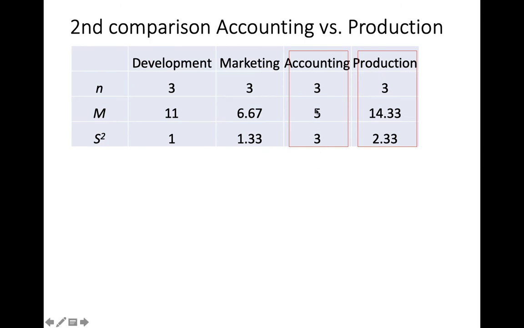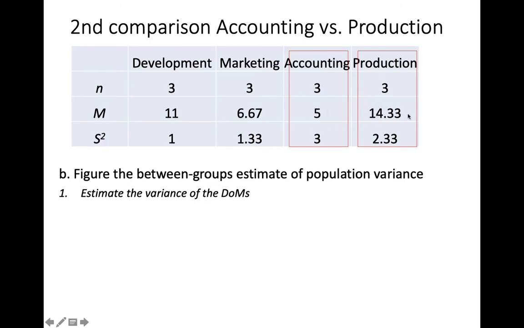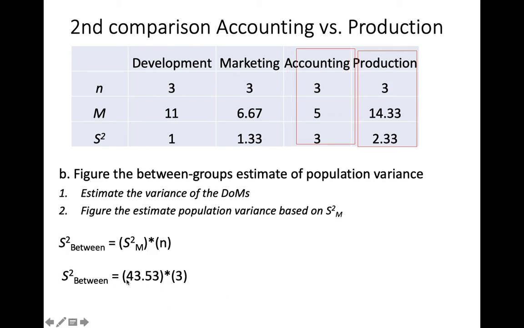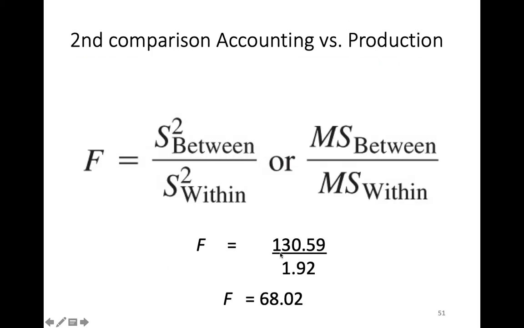Exact same procedure. Okay, we just got our 2 means of interest. We're going to recalculate that grand mean because it's only based on these 2 means of interest. But otherwise, calculate the variance of the distribution of means in the exact same way. And then once determined, calculate the estimate of population variance, exact same procedure, but you'll of course notice that we get a different value. And then we're going to plug that into the F ratio. Again, the mean square within stays the same. So that's our F ratio based on the comparison between accounting and production.